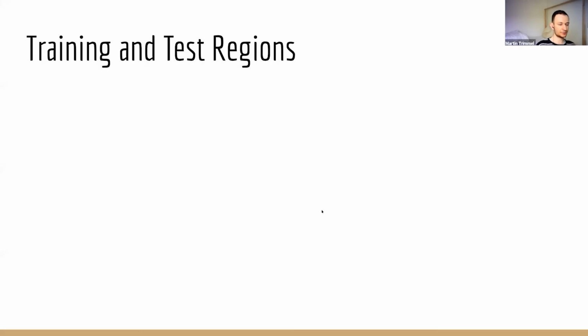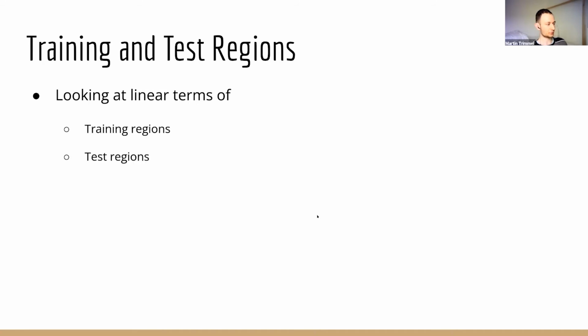So at first, we started by investigating how training and test samples are distributed over linear regions of the neural network. We are looking at linear terms of training and test regions, and then we found out that for both training and test samples, all points lie on different linear regions.